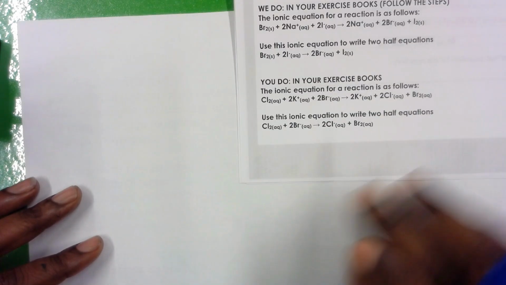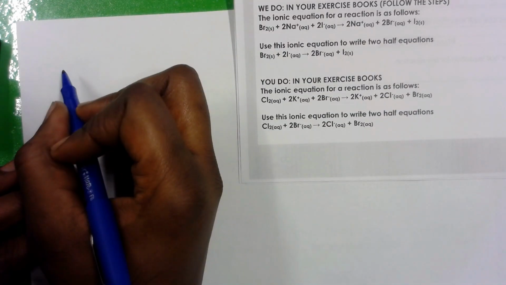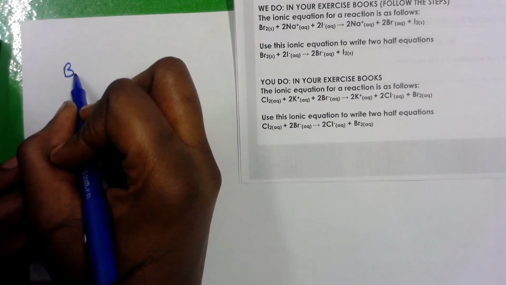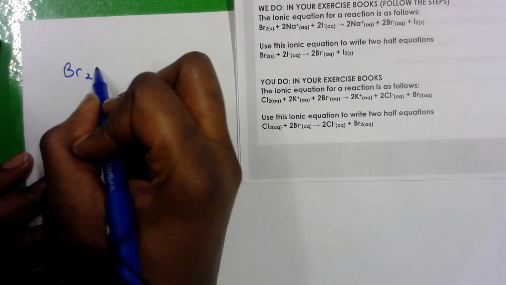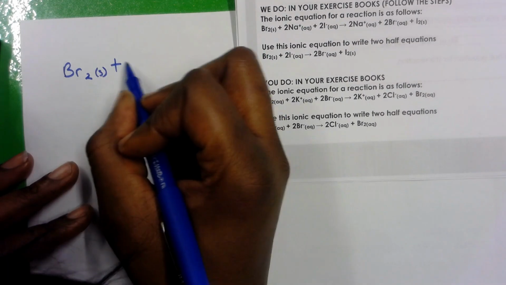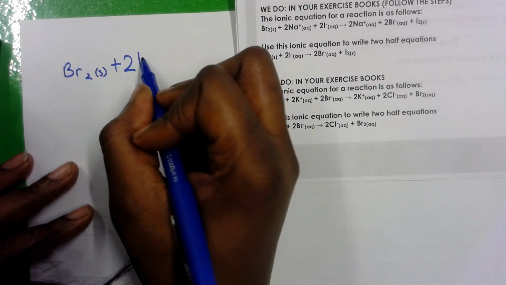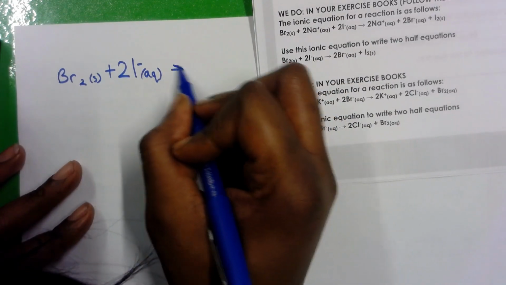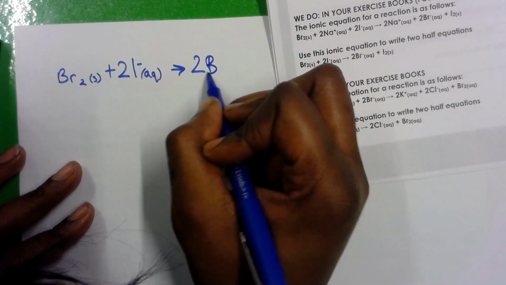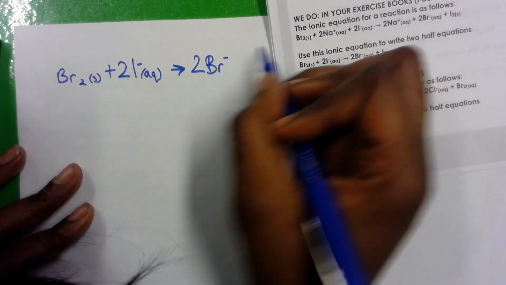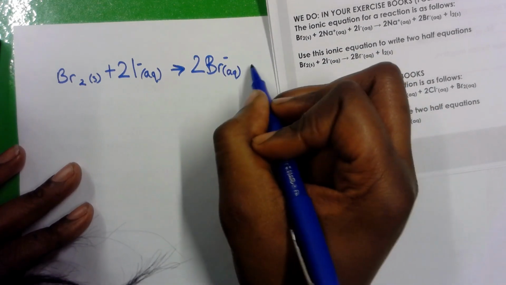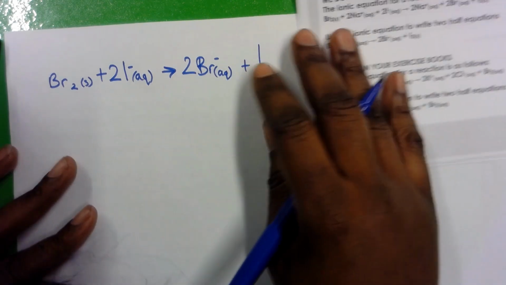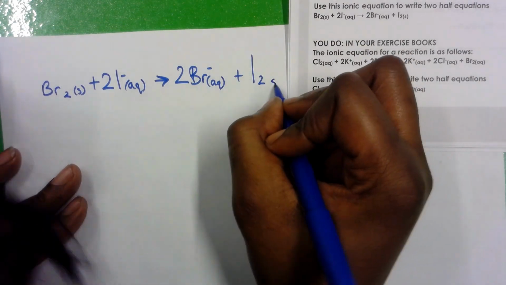So we've got bromine, Br2, plus 2 iodine ions, producing 2Br⁻ aqueous and iodine, I2, which is solid.